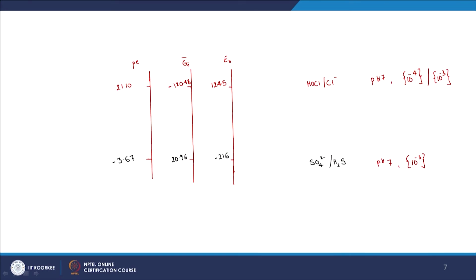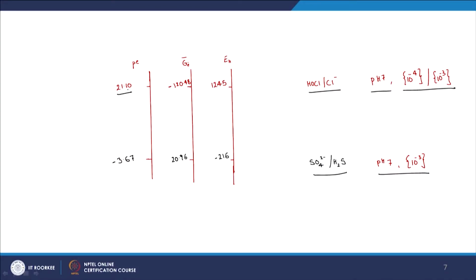So here I have the calculated PE values for these two redox couples, HOCl and Cl minus, SO4 2 minus and H2S, at pH 7 and 10 power minus 4 and 10 power minus 3 concentrations respectively for HOCl and Cl minus, and pH 7 and 10 power minus 3 for the couple of SO4 2 minus and H2S. So here we have the PE values, not the PE naught values.